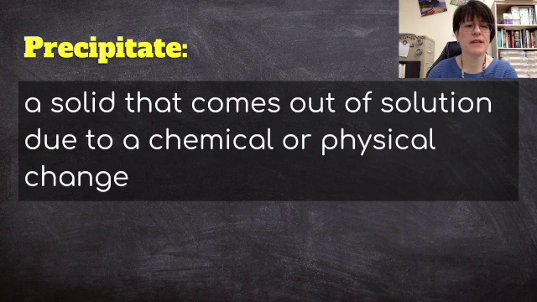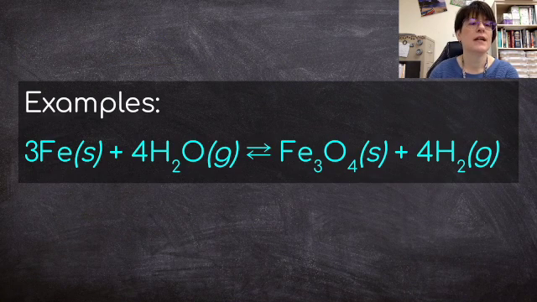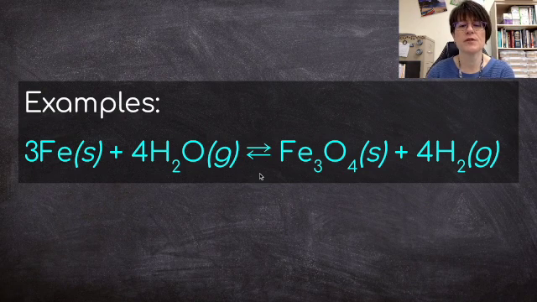Sometimes a precipitate is formed. This is a solid that comes out of solution due to a chemical or physical change. So we're actually going to add some symbols to the previous equation. My example would be 3Fe with an S in parentheses after it, plus 4H2O, which is a gas, in parentheses, reversible reaction, yields Fe3O4 solid, in parentheses, plus 4H2 gas, with the G in parentheses.